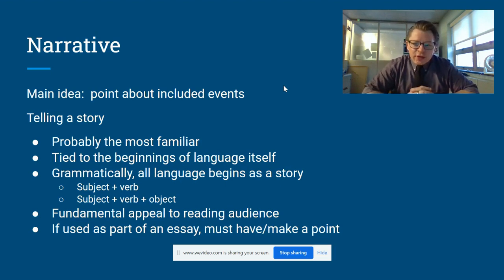Now, this is a fundamental appeal to a reading audience. There really is no other way of developing ideas that has the potential to relate to other people that narrative does. However, if it's used as part of an essay, again, it must have or make a point. A narrative that doesn't is a point that's not made, and it results in a reader who doesn't know why they're reading what they're reading.